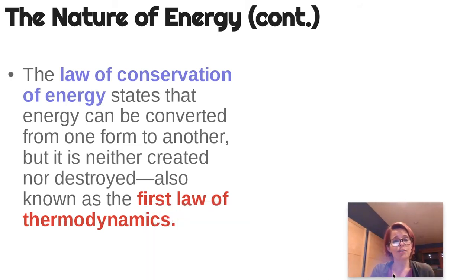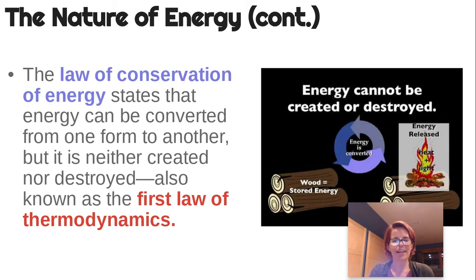All right, more about the nature of energy. The law of conservation of energy states that energy can be converted from one form to another, but, say it with me, it is neither created nor destroyed. This is also known as the first law of thermodynamics. In the diagram here, you see that wood is stored energy, and you probably never think of wood that way, but what is wood? Wood is a plant product. Well, how do plants grow? They're collecting energy from the sun. I know that's a weird concept.